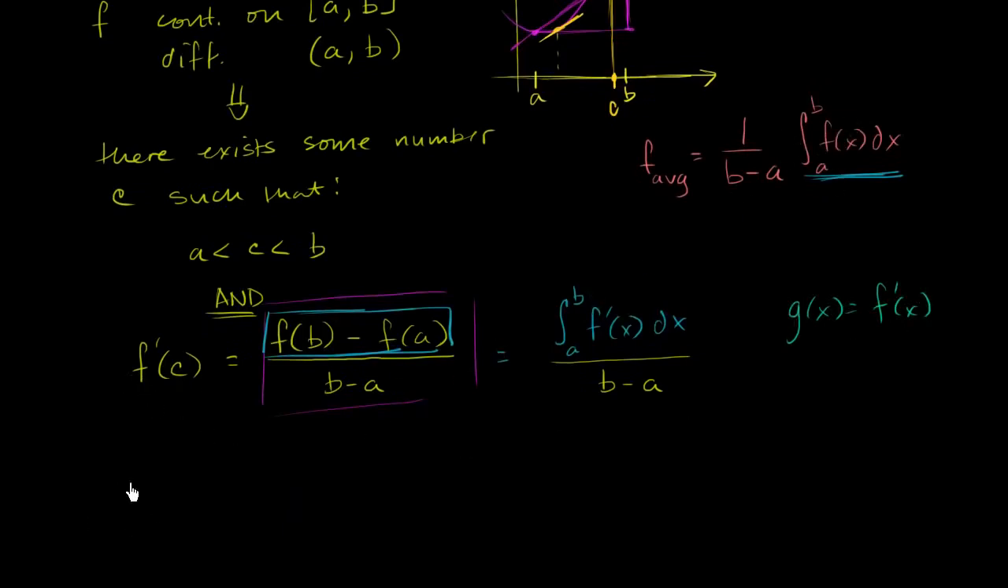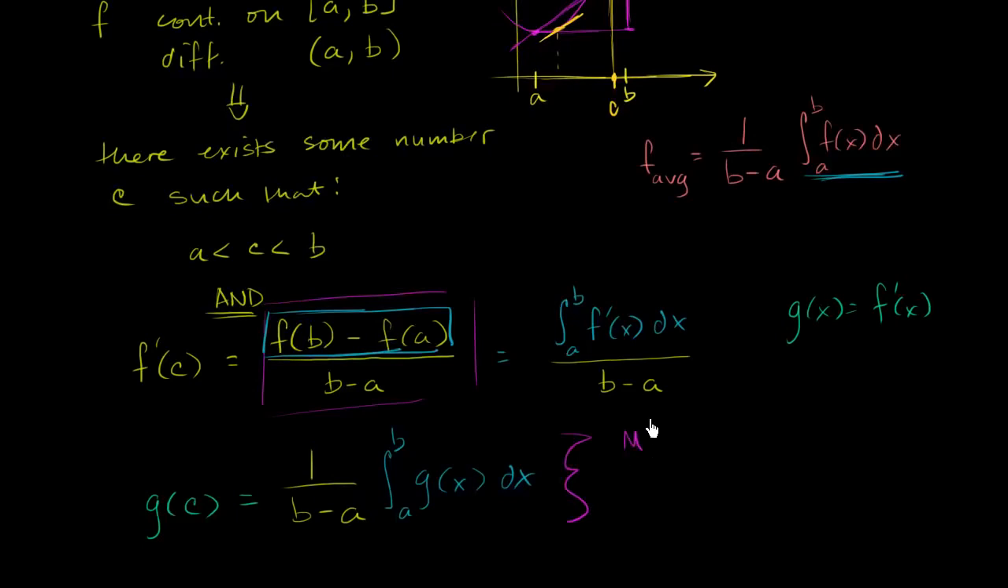Because this right over here is going to be g of c. Remember, f prime of c is the same thing as g of c, is equal to 1 over b minus a. So there exists a c where g of c is equal to 1 over b minus a times the definite integral from a to b of g of x dx. F prime of x is the same thing as g of x. So another way of thinking about it, and this is actually another form of the mean value theorem, it's called the mean value theorem for integrals.